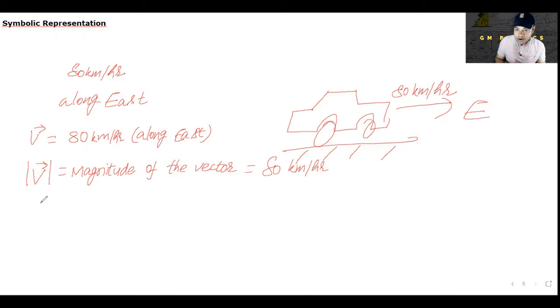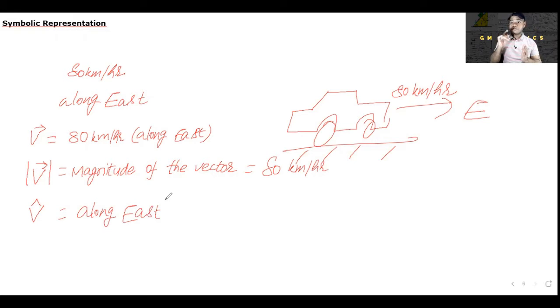And if we want to represent the direction, we write v with cap, v cap. This represents the direction of the velocity vector. So that is along east, right? So if you want to represent only direction of that given vector, you'll put a cap on that letter.